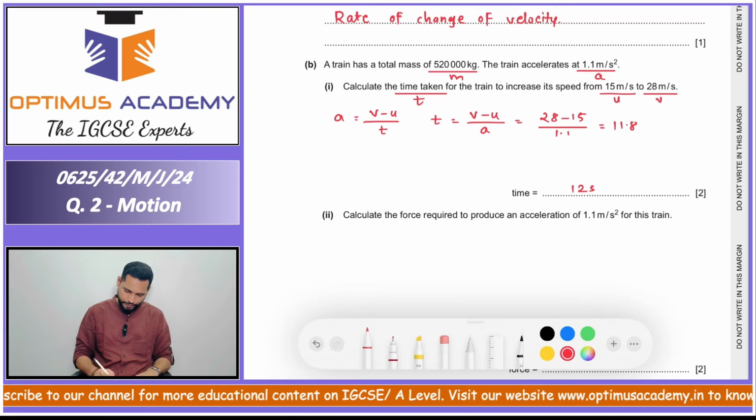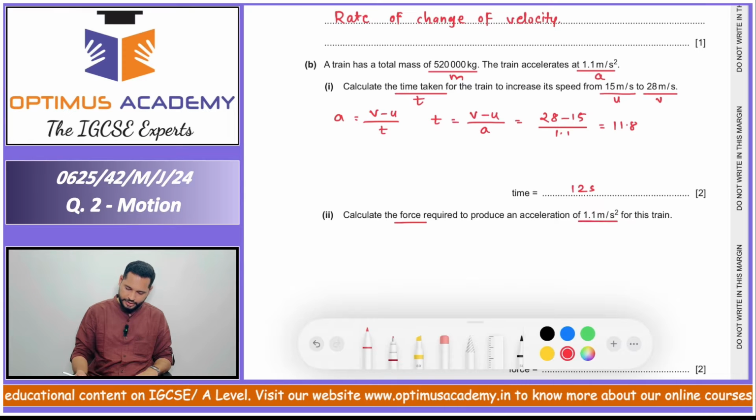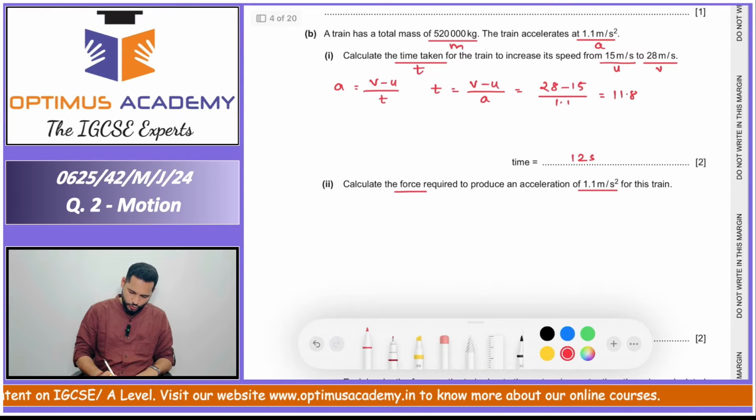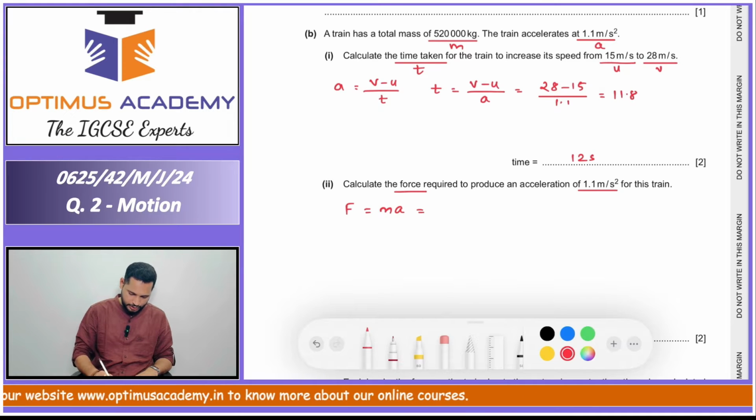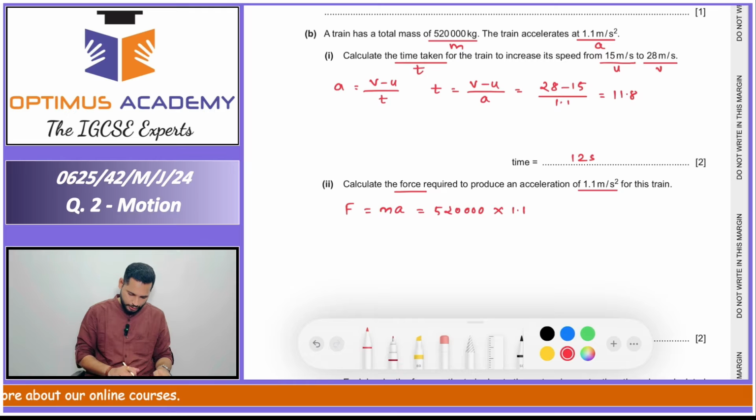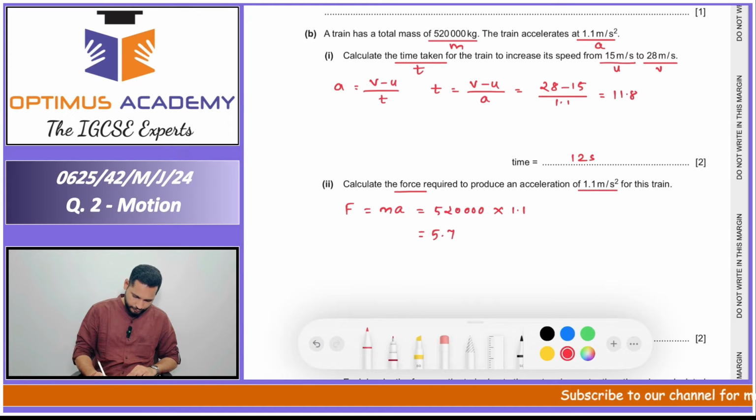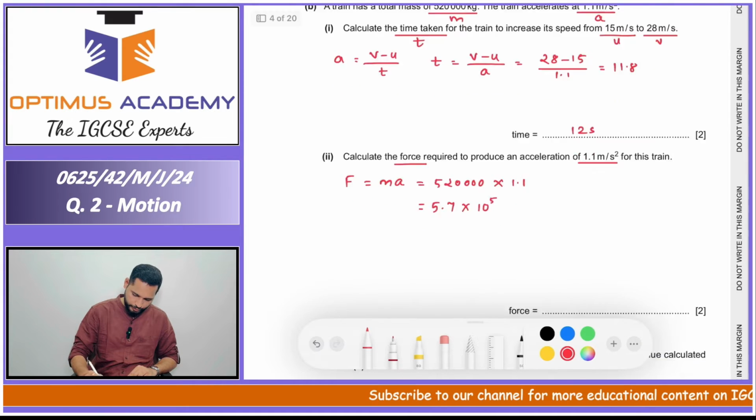Answer for time, sorry. Calculate the force required to produce the acceleration of 1.1 meter per second square for this train. So value for force can be calculated as mass into acceleration. Mass of the train is 520,000 and the acceleration is 1.1 meter per second square. So 520,000 multiplied by 1.1, your answer will be 5.7 into 10 raised to 5 Newton.